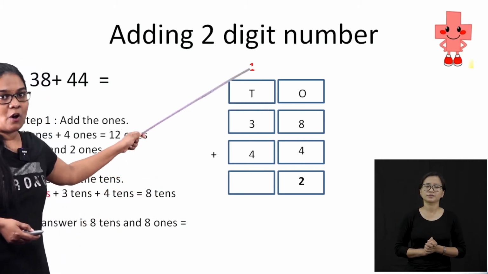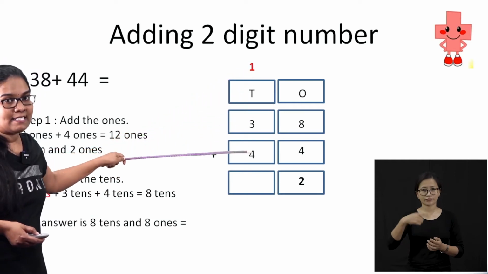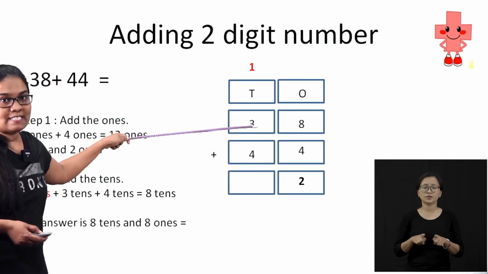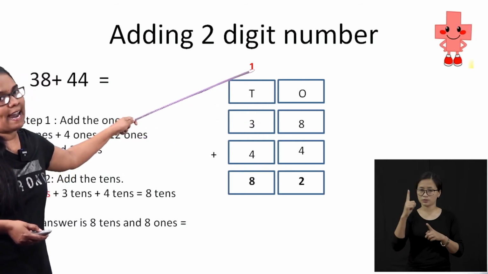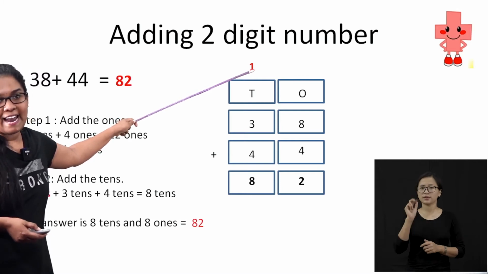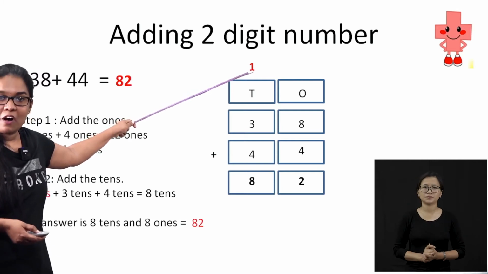Then next we are going to add the numbers in the tens place. 4 plus 3 is 7, and 7 plus 1 is 8. The answer is 82. Okay, got it?